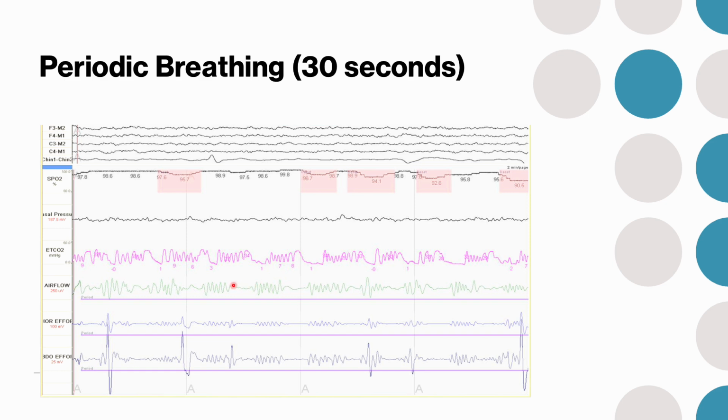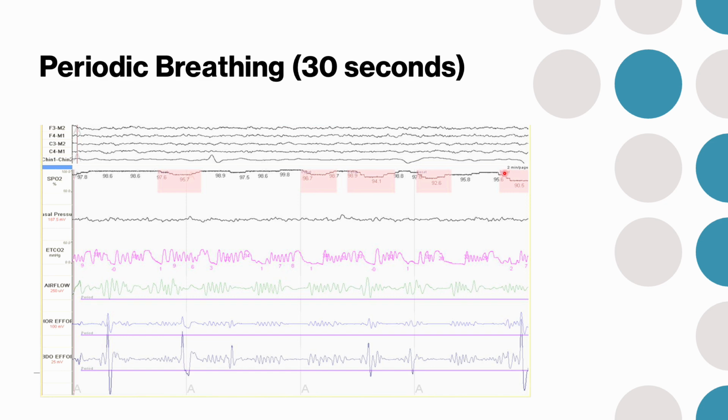I'm not breathing. Now I'm breathing. It's not gradually building up and coming back down. And this is a normal 30 seconds of sleep, it looks like. I lied. It's 2 minutes.